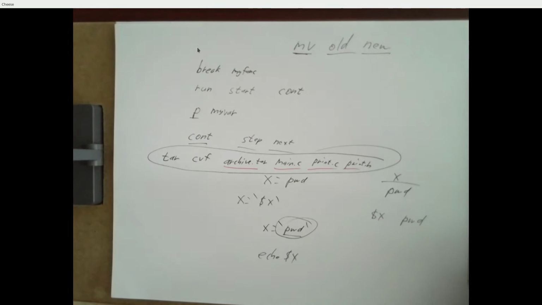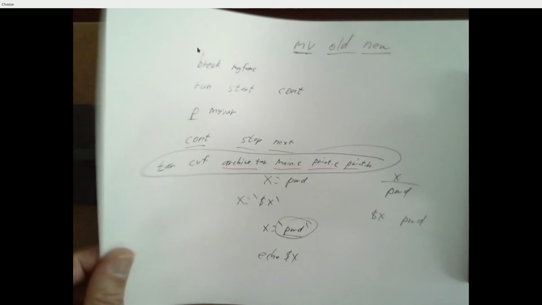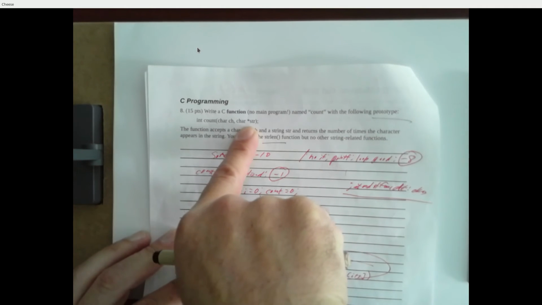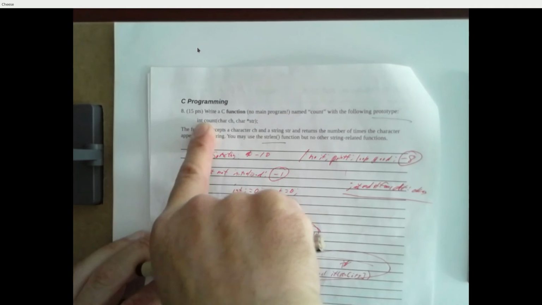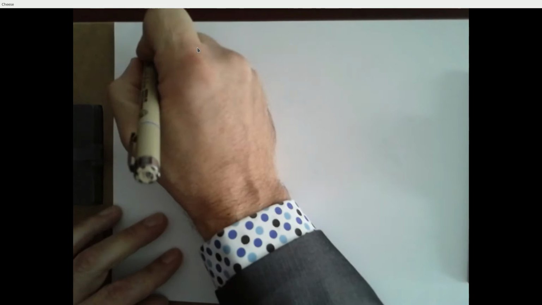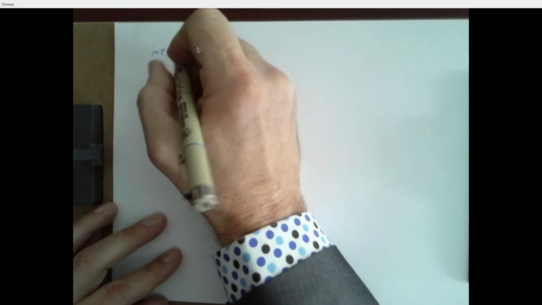All right, so let's talk about the programming questions. So your first C program is supposed to count the number of times that this character occurs in this string. All right, so it's a function, takes a character and a string and returns an integer, which is a count. And as I keep saying, there are a lot of different ways to do any of these. So let's look at one.